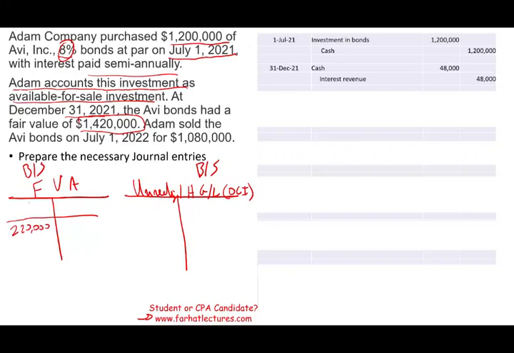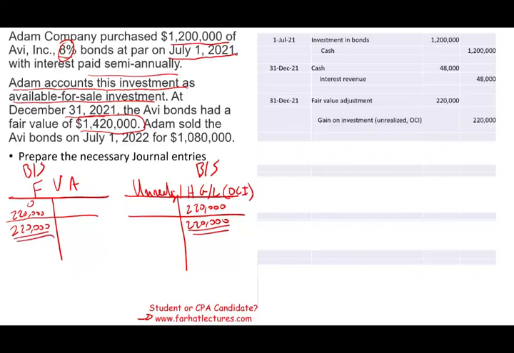Well, I don't have any prior balance, zero. Well, it means my entry has to be I debit fair value adjustment $220,000 and I credit a corresponding gain of $220,000. Therefore, by the end of 2021, this is my balance, fair value adjustment $220,000. Gain, unrealized, I call it unrealized, but it's really unrealized. Gain on investment, unrealized right there.